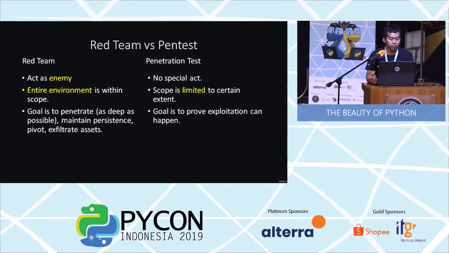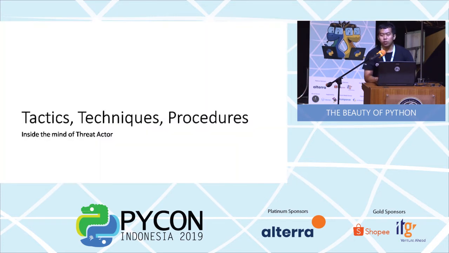The goal of red team is to really penetrate, maintain persistence, and act like a real attack would. While the penetration test only proves that exploitation can happen. So if one can breach, then it's the end of the pen test. Now, when doing red teaming, we have something like tactics and procedures to formulate our attack. Our attack is planned very well, so we can have a higher chance of success.